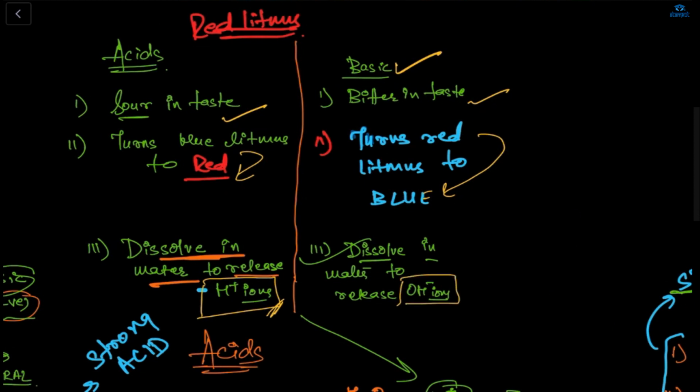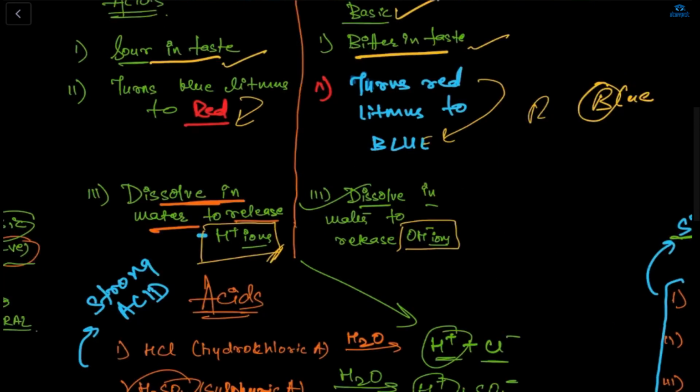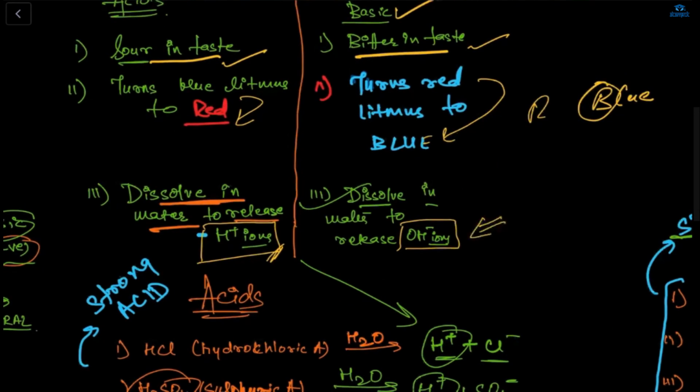Acids are sour in taste, bases are bitter. When litmus paper turns blue to red, it's an acid. From red to blue, it's a base, and basic starts with B, so it will be easy for you to remember. From red to blue means basic. When dissolved in water, bases release OH- ions and acids release H+ ions.